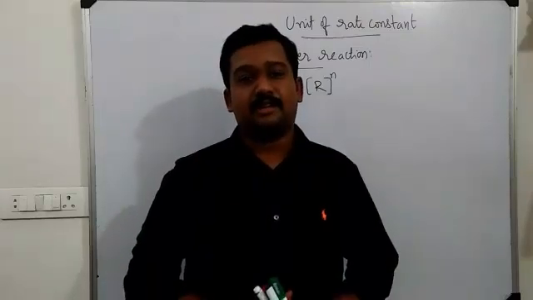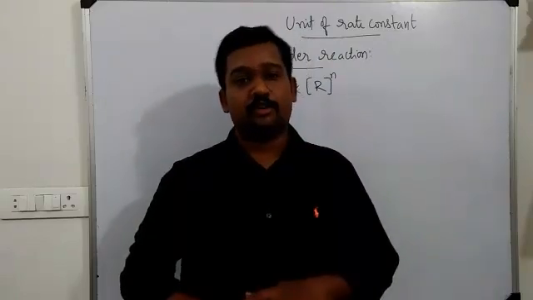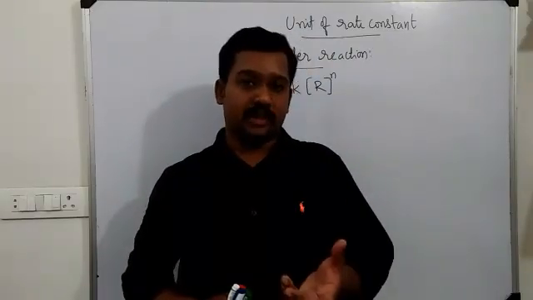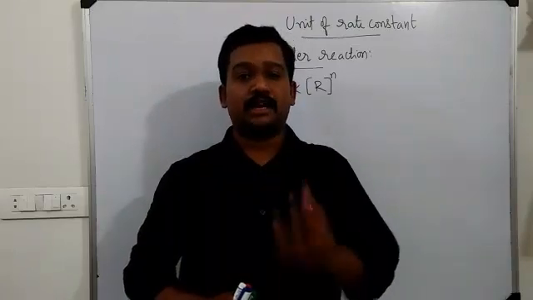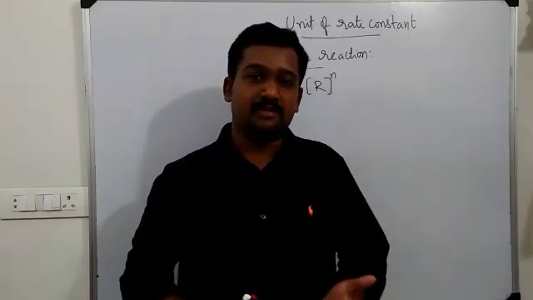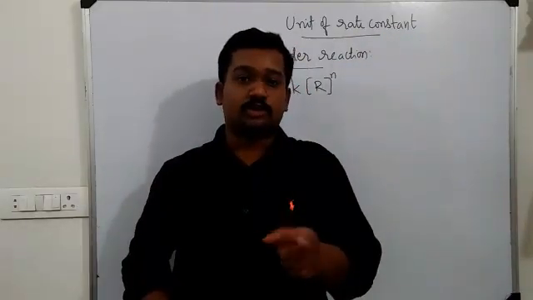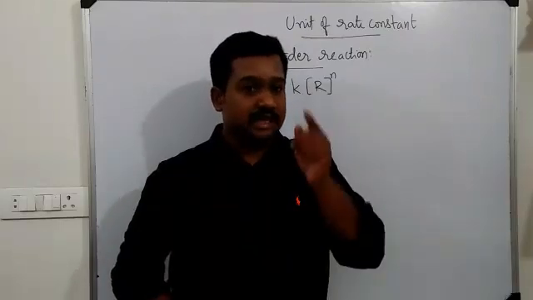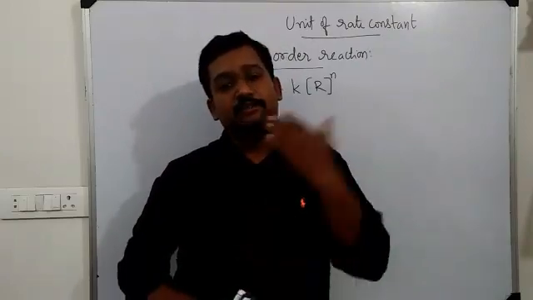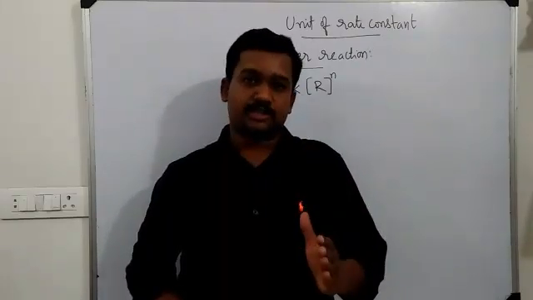Now let us understand what is the unit of rate constant of a reaction. We have seen the unit of rate of reaction. It was mole per liter per second. It is there in the previous video. You may refer once again. But rate constant will not have the same unit of rate because it also involves concentration terms. So different order reactions have different units of rate constant.